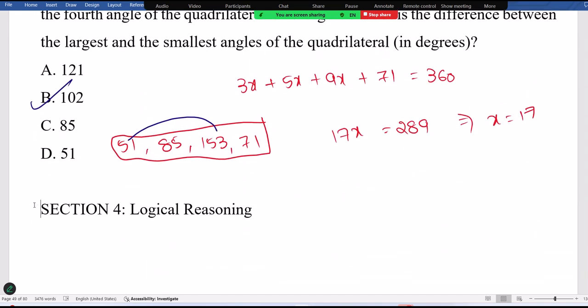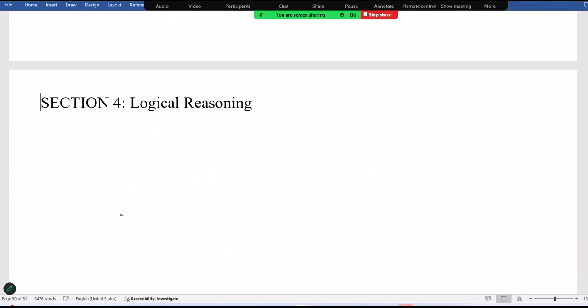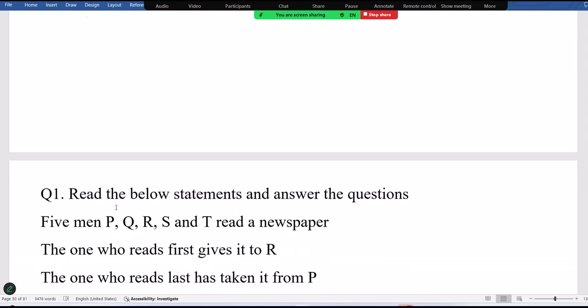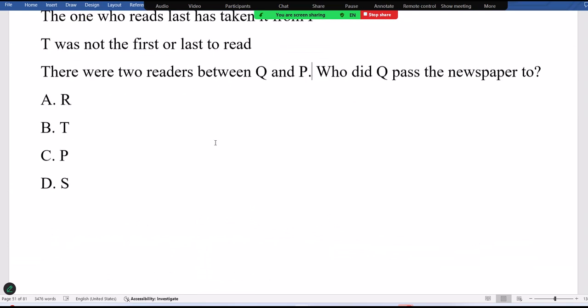And logical reasoning, most of the things I think people can handle. Let me just scroll up. Any question difficulty, we'll have a discussion. I think you people are done with this question successfully. No issues, it seems.